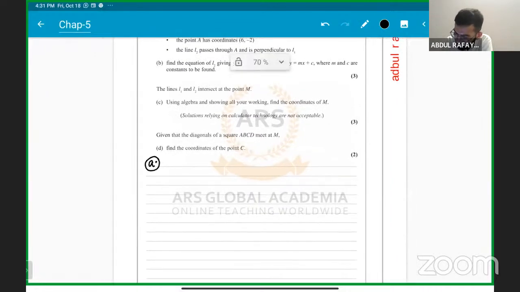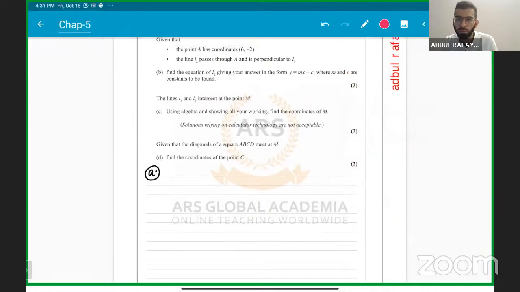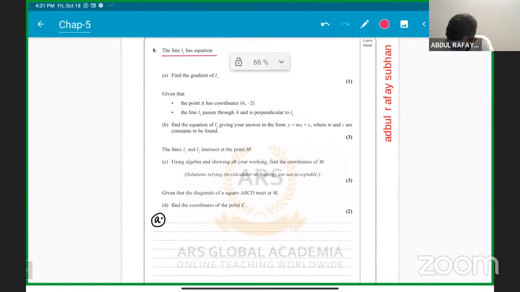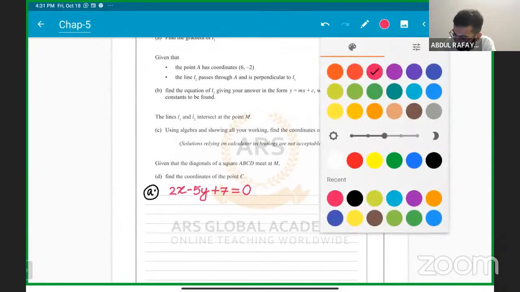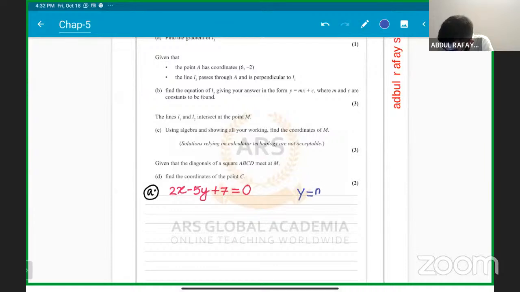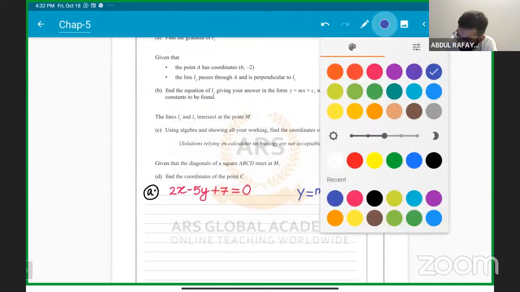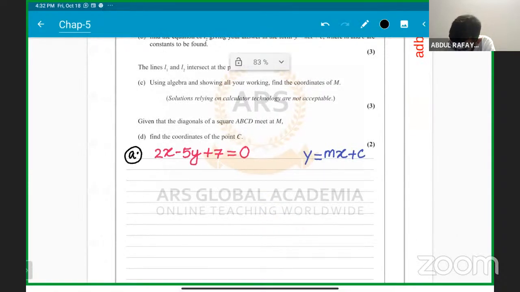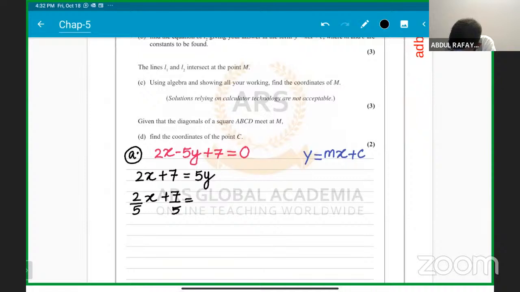So it's basically you have to write down the line in the form of y is equals to mx plus c. So if we copy down the question, we have 2x minus 5y plus 7 is equals to 0. In order to find the gradient of the line L1, we have to give the answer in y is equals to mx plus c form. We have to just make sure that y is on one side. So it will be 2x plus 7 is equals to 0 plus 5y. So it will be 2 divided by 5 x plus 7 over 5, that is equals to y.